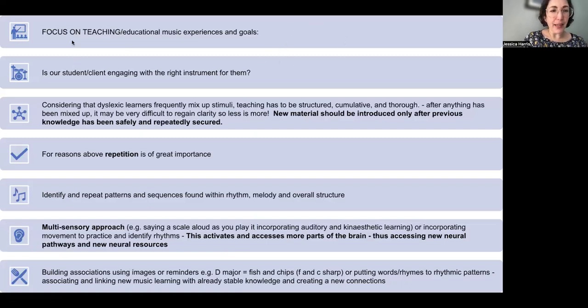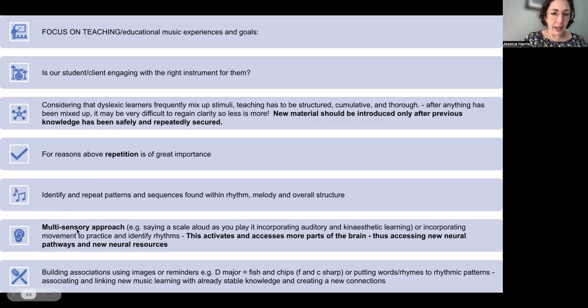So here we go, some questions we can ask. Is our student or client engaging with the right instrument for them? Considering that dyslexic learners frequently mix up stimuli, teaching has to be structured, cumulative, and thorough. After anything has been mixed up, it may be very difficult to regain clarity. So less is more. What that means is that we ensure that we've consolidated any new information before moving on to the next piece of information. New material should be introduced only after previous knowledge has been safely and repeatedly secured. For reasons shown above, repetition is really important so that we can secure that information before moving on to the next piece. We want to identify and repeat patterns and sequences found within rhythm, melody, and overall structure.